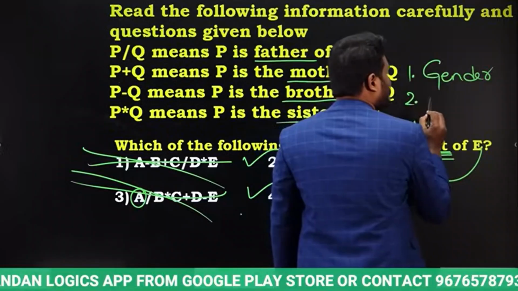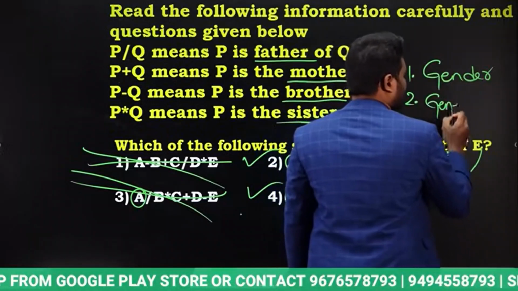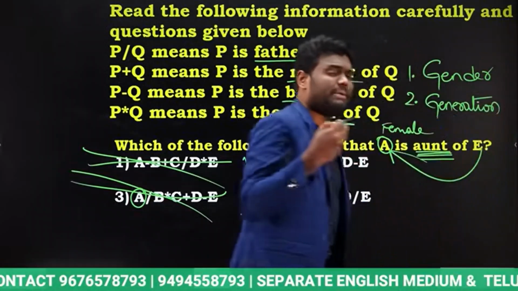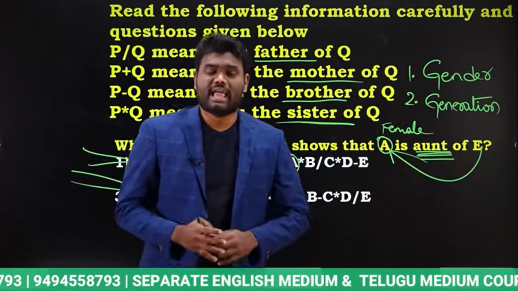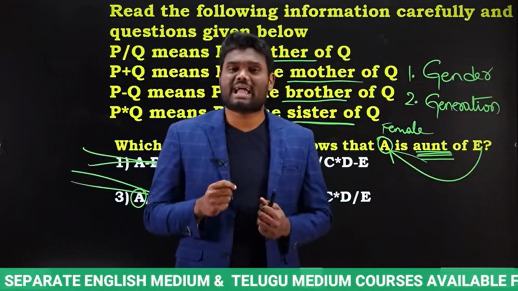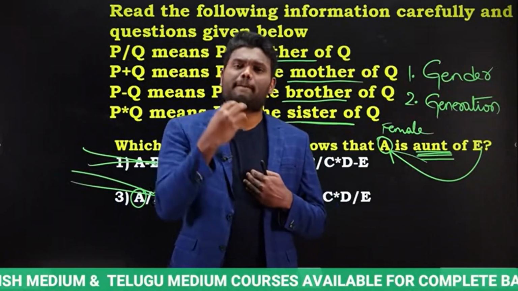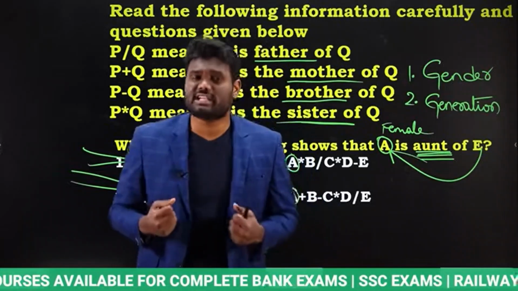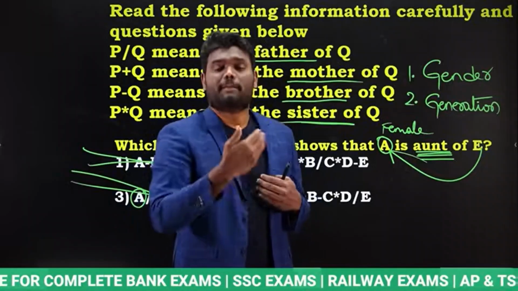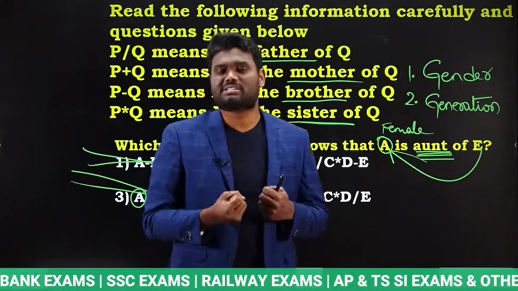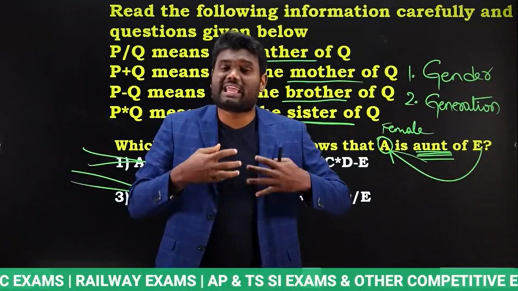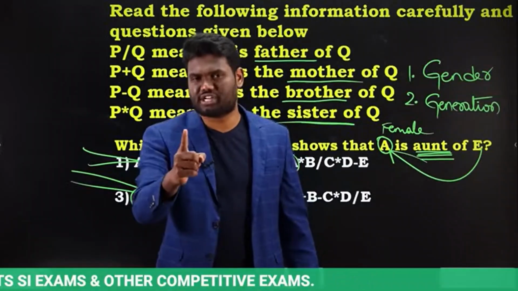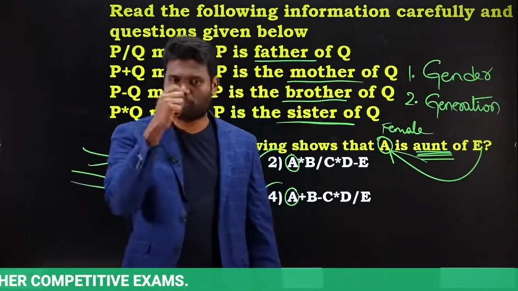Yes. Now the next elimination is going to be based upon generation. Now what do I mean by generation elimination? Look here, simple. What is the generation gap between me and my father? Me and my father, the generation gap is 1. Similarly, what is the generation gap between me and my son? Me and my son, the generation gap is 1 generation.